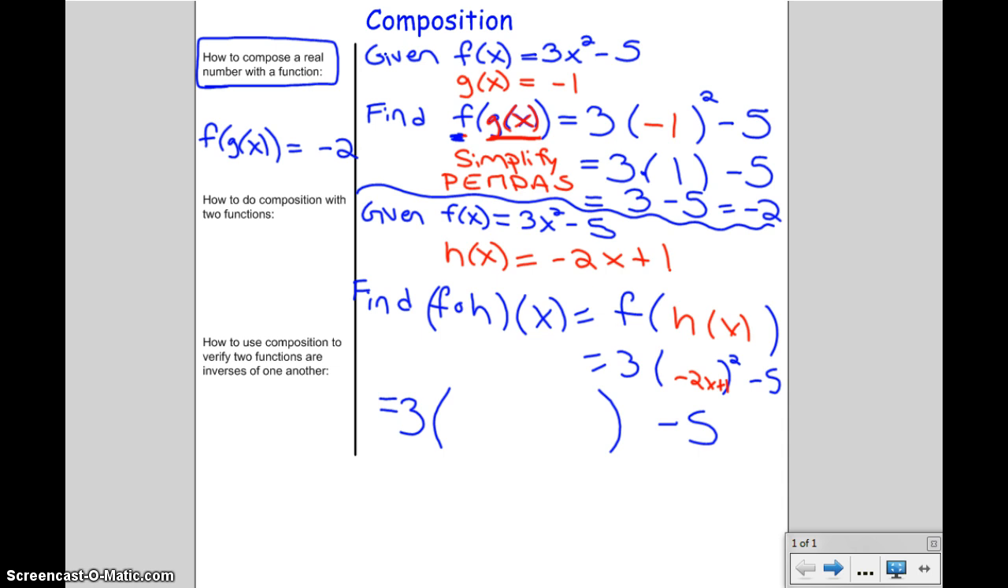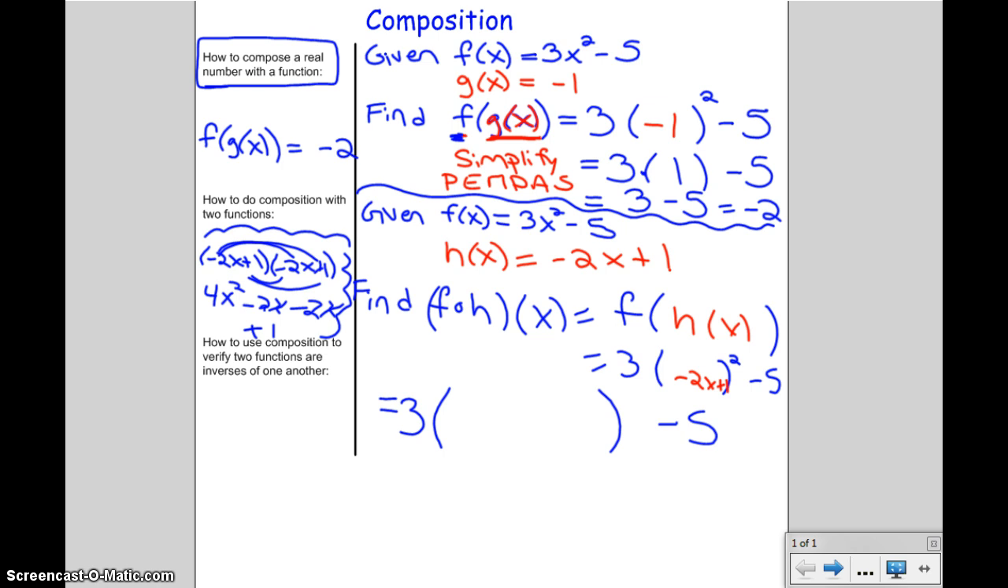So I'm going to come over here on the side and do some work. I'm going to say, okay, negative 2x plus 1 squared means negative 2x plus 1 times negative 2x plus 1. So let's use FOIL. Negative 2x multiplied by negative 2x gives me 4x squared. Negative 2x multiplied by positive 1 gives me negative 2x. And then 1 times negative 2x gives me another negative 2x. And then 1 times 1 gives me positive 1.